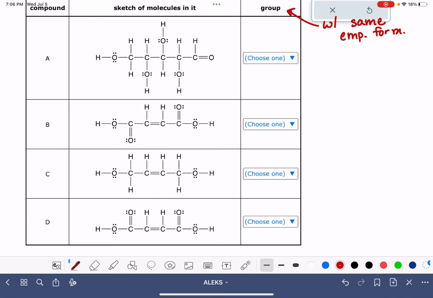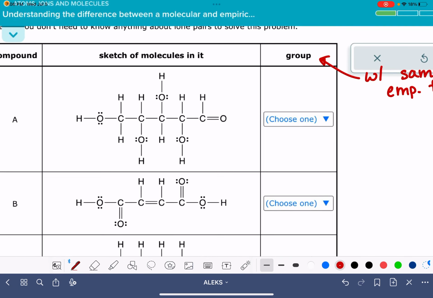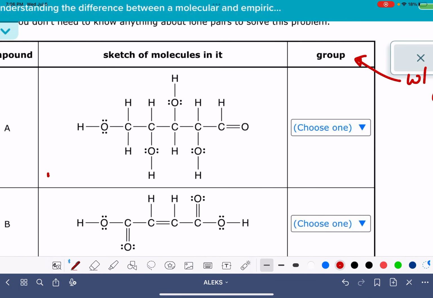In order for us to figure this out, we have to start by coming up with the molecular formula of each one of these molecules. And now you know how to do it. It's going to be pretty easy. We're going to do the carbons first. 1, 2, 3, 4, 5, C5. We're going to do the hydrogens second. 1, 2, 3, 4, 5, 6, 7, 8, 9, 10. And then we're going to do the oxygens last. 1, 2, 3, 4, 5. C5H10O5. That is the molecular formula.